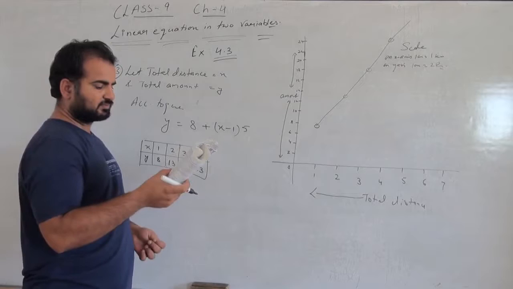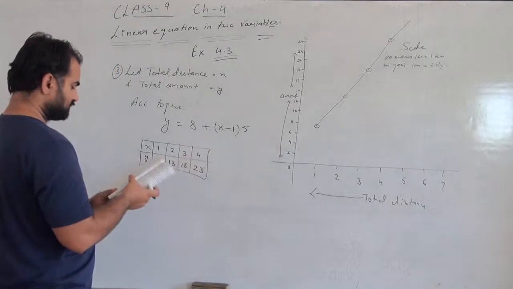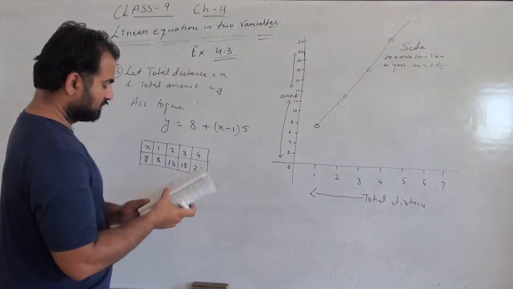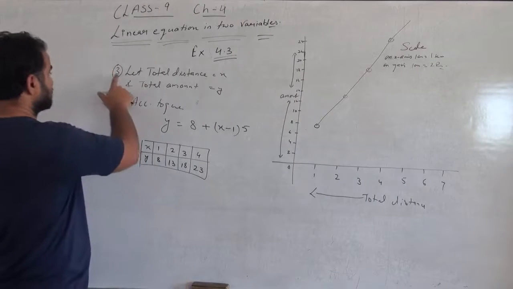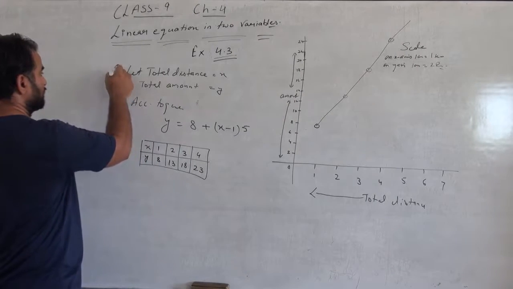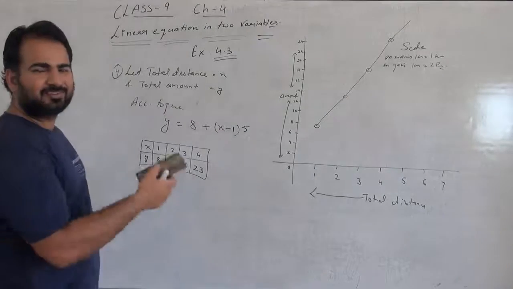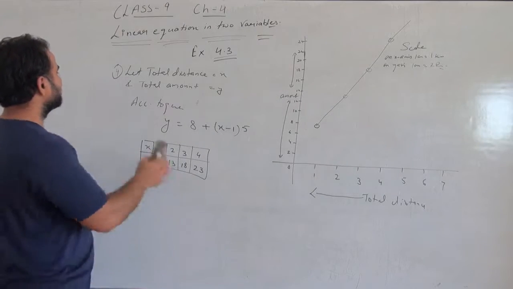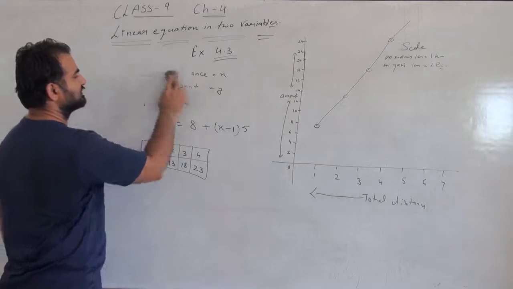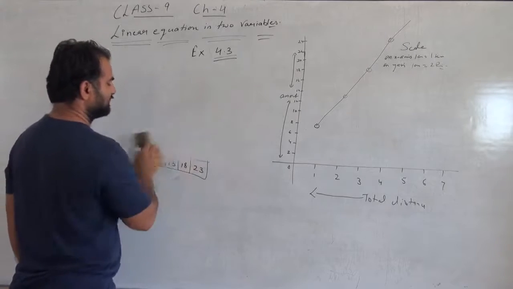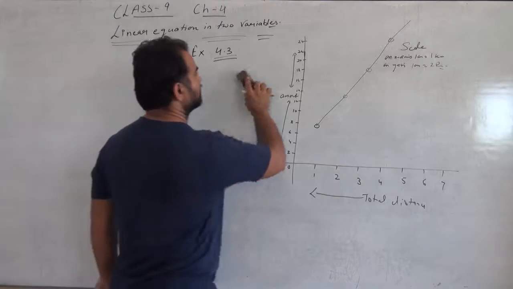Next is question number 5. Okay, we forgot to do question number 3. It was question number 4. So class, we have to do question number 3 again because we left it out. So next is question number 3. This was question number 4.